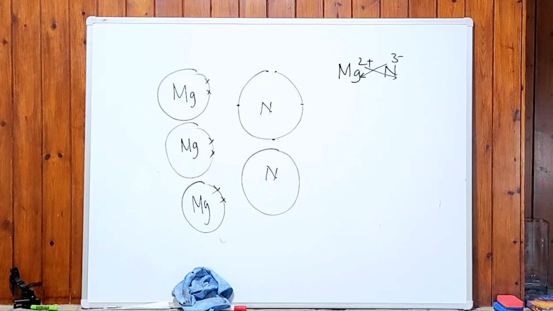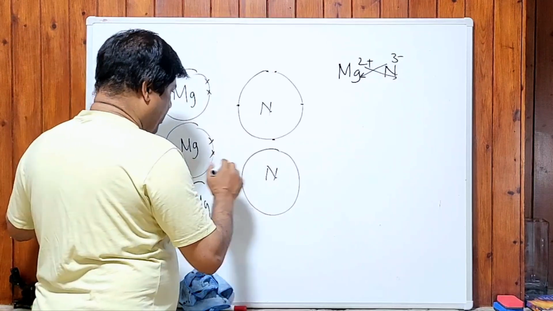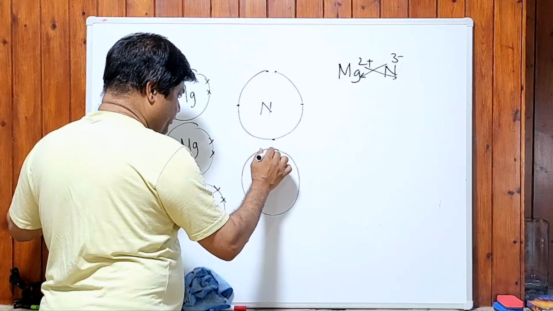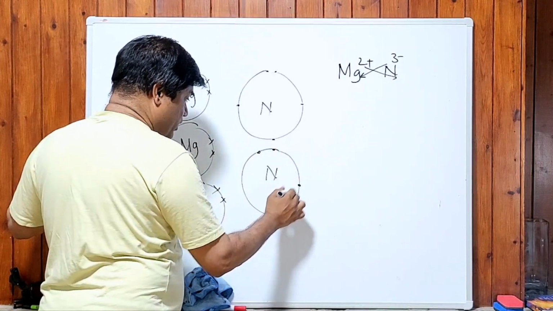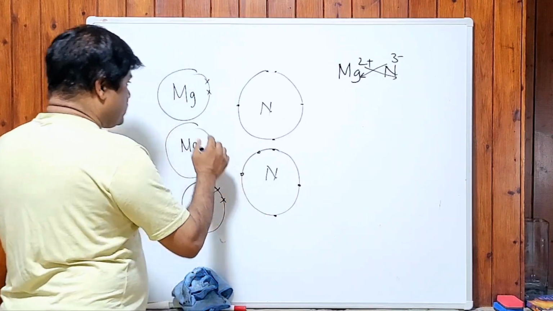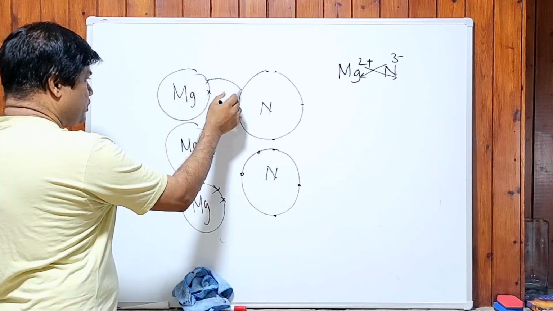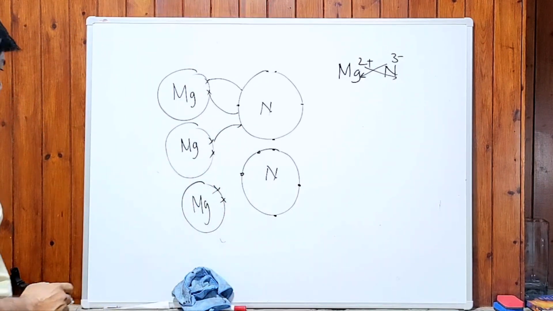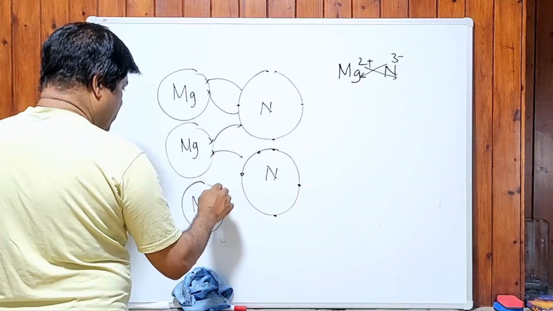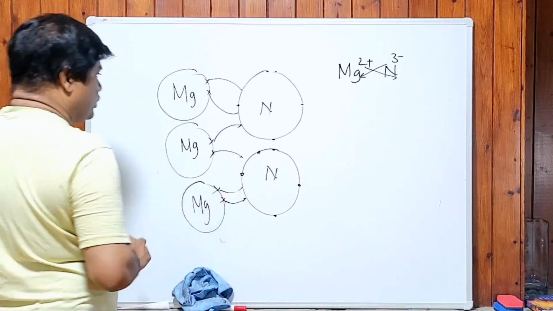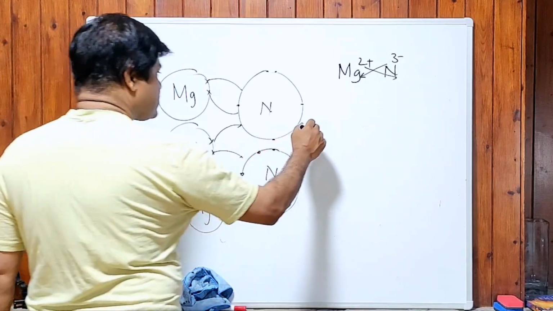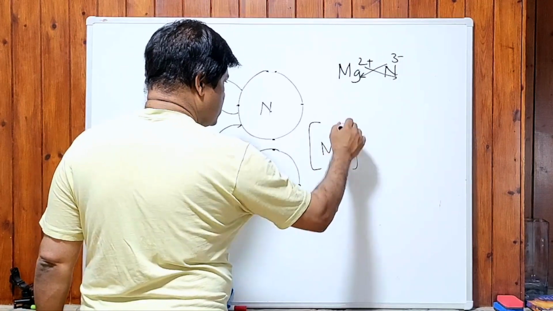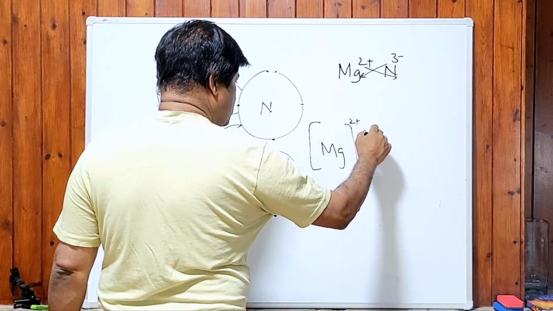So each nitrogen gains 3 electrons from magnesium, but each magnesium gives away only 2. So this magnesium gives 1 electron and 2 electrons, and 1 more magnesium here. This magnesium gives 1 electron here, this electron, and that electron. Mg becomes 2 plus, Mg becomes 2 plus.